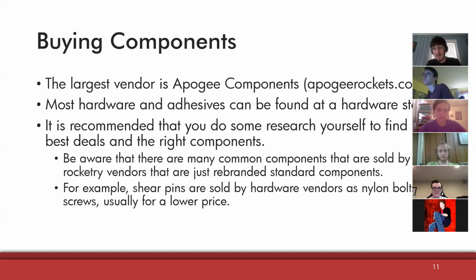More than anything, I recommend doing a bit of research yourself to figure out where the best deals are and find the right components. One thing that you should definitely be aware of is that a lot of common components are sold by rocketry vendors under non-standard names, and they sell them for a higher price. I'll give an example, shear pins. Rocketry vendors will sell them as shear pins, but you can buy them as nylon bolts from other places.